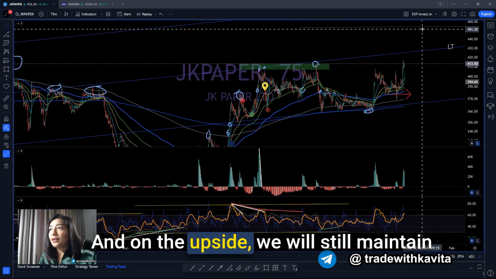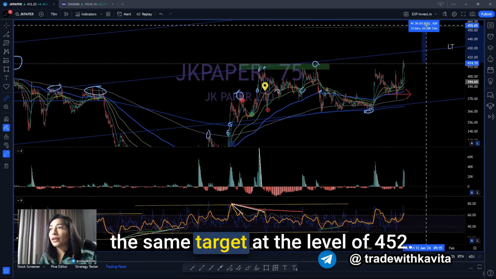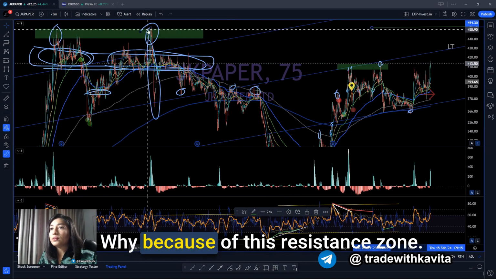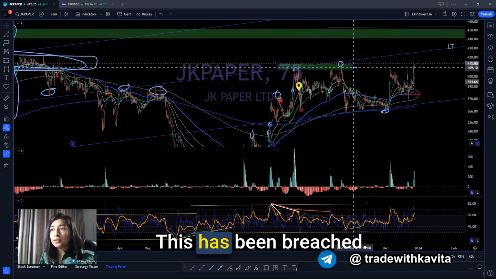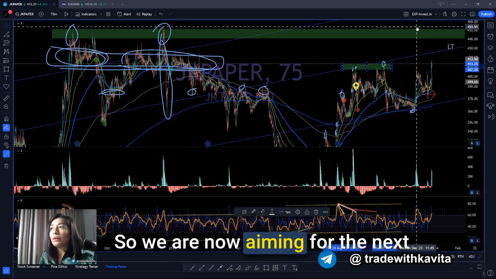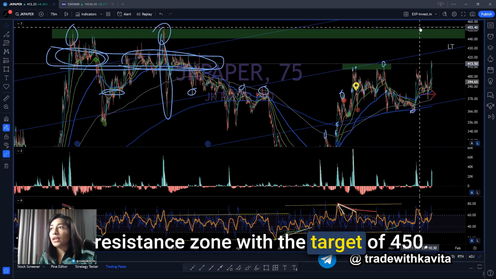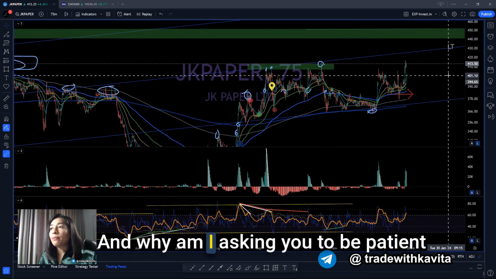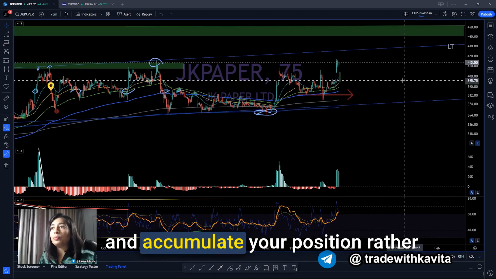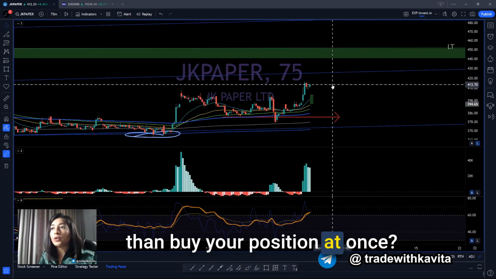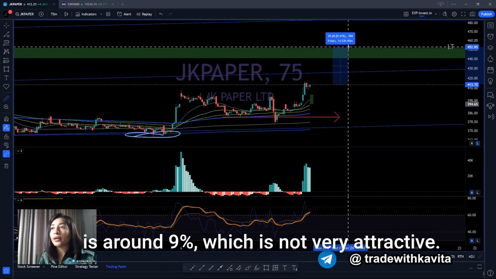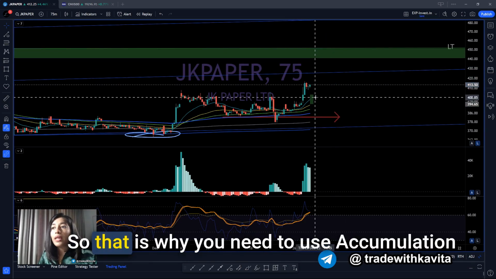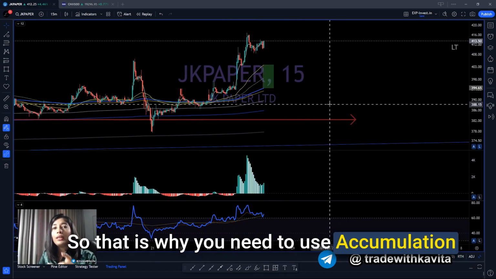And on the upside, we will still maintain the same target. Why? Because of this resistance zone. You see, this is one resistance zone. This has been breached. So we are now aiming for the next resistance zone with the target of 450. And why am I asking you to be patient and accumulate your position rather than buy your position at once? Because if you see right now, your stop loss is around 7% and your target is around, which is not very attractive. So that is why you need to use accumulation style.